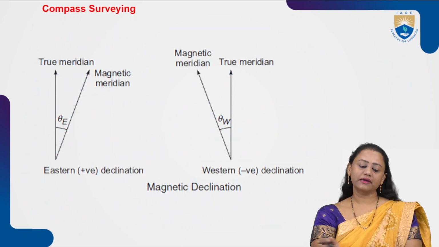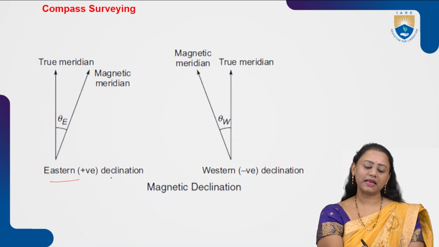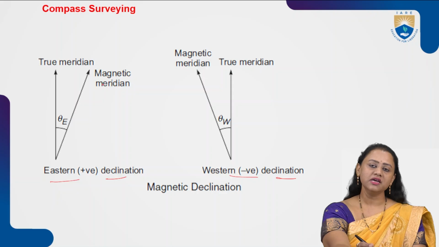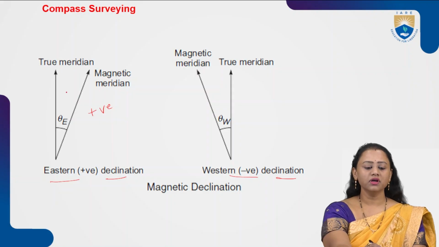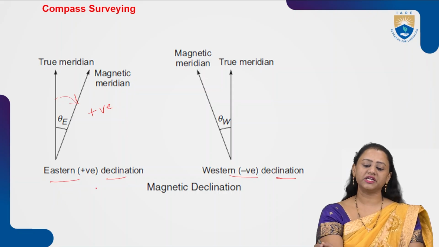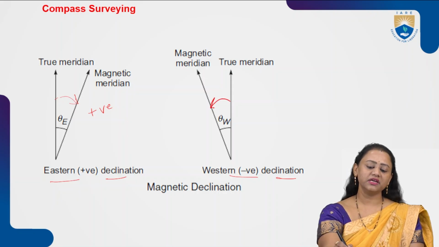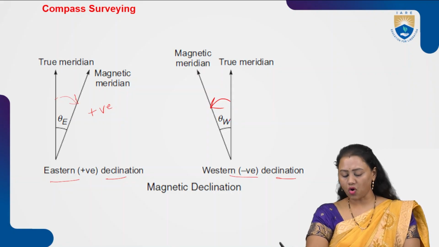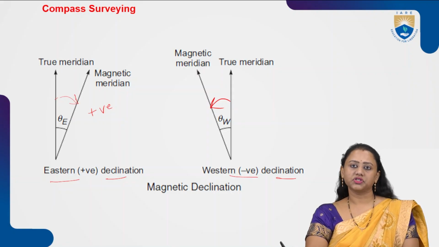With the help of a diagram, we can see what eastern or positive declination is, and what western or negative declination is. When the magnetic meridian is on the east of the true meridian, it is called eastern or positive declination. And when the magnetic meridian is towards the west, it is called western or negative declination.